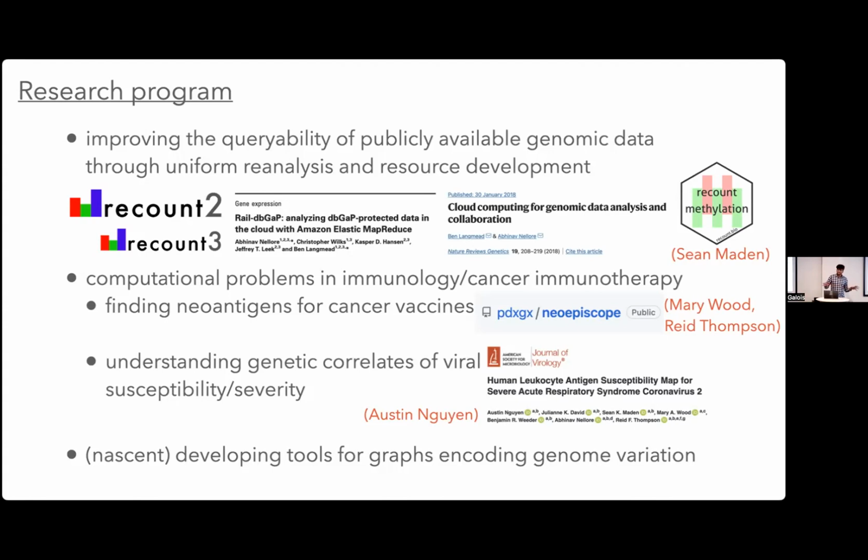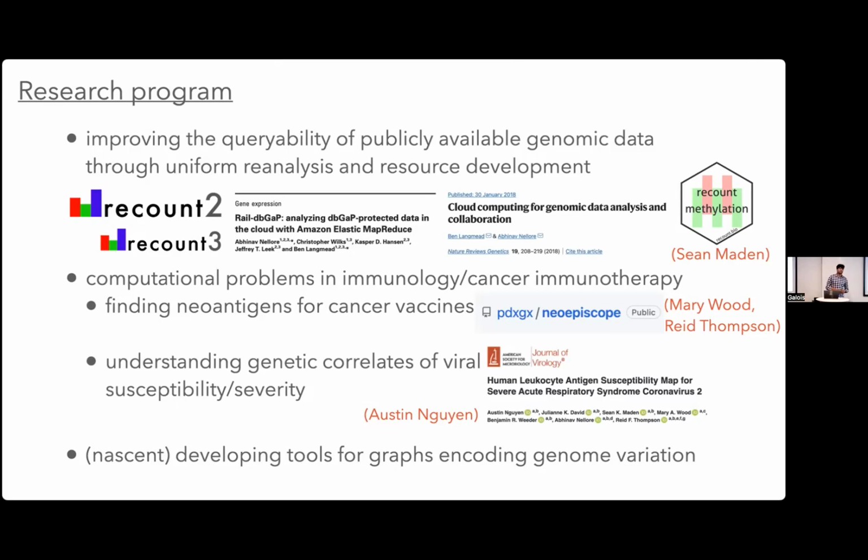DNA methylation is the most widely studied epigenetic mark. It can, for example, silence genes without changing any of the underlying DNA sequence. And recount methylation is an R Bioconductor package and accompanying database spanning over 100,000 human DNA methylation samples.